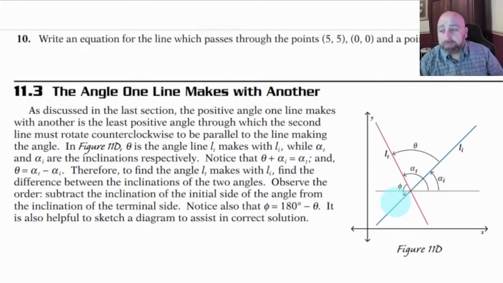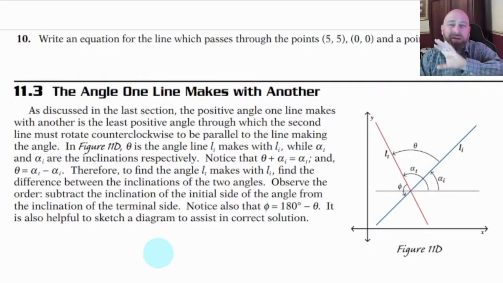Okay? There's a lot of stuff going on in this. This is kind of the delineation of the formula, how you get to the formula. Notice that theta plus alpha 1 equals alpha of t. Actually, this is the l line and the t line. And theta is the angle alpha of t minus the alpha of the l line. Basically, they're showing you how to get to the formula. Notice also that phi is 180 degrees minus theta. It's also helpful to sketch this. They're just showing you how to do it.